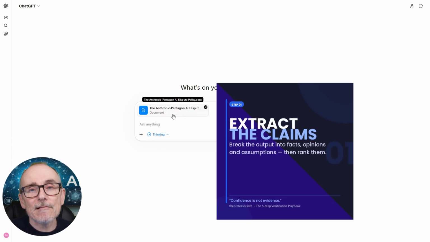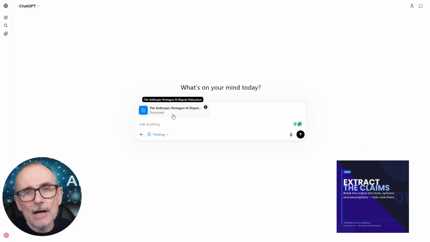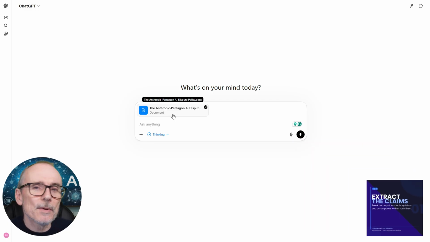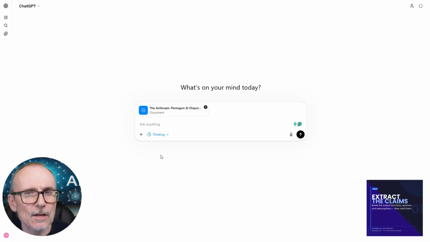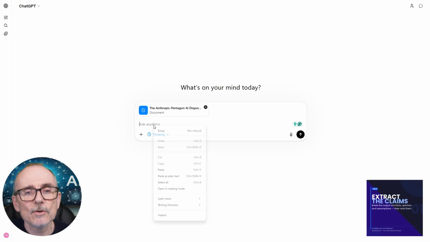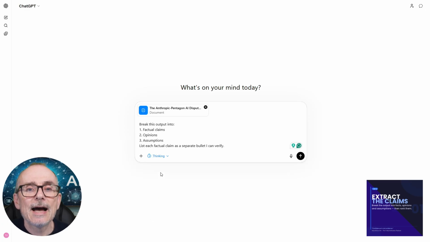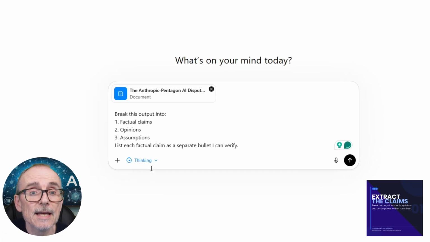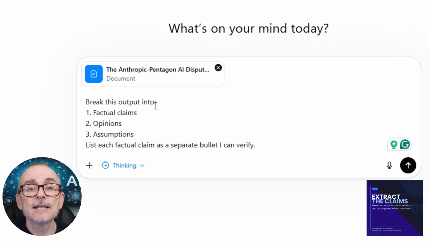So I've got a document here I've created, which is about the disagreement between Anthropic and the Pentagon. I produced it on Copilot because I think Copilot probably produces the most hallucinations. The first thing I'm going to do is the extract. And basically, I've put it into a different AI in this case, and I've said, break this output into 1, factual claims, 2, opinions, and 3, assumptions. List each factual claim as a separate bullet I can verify.